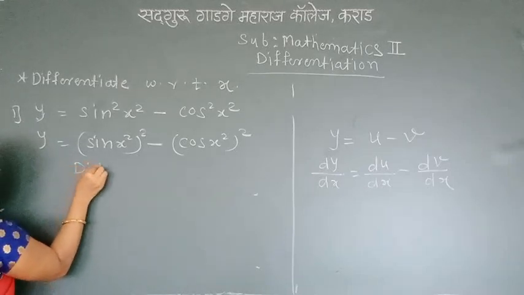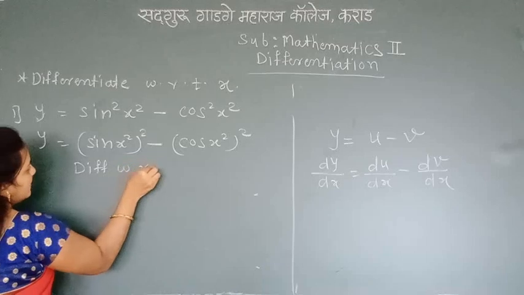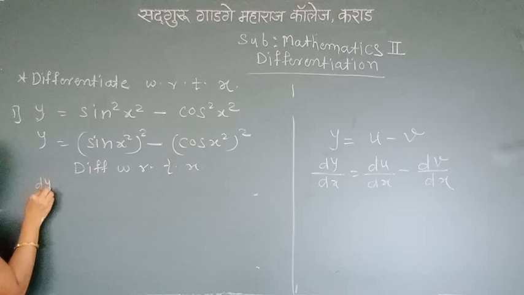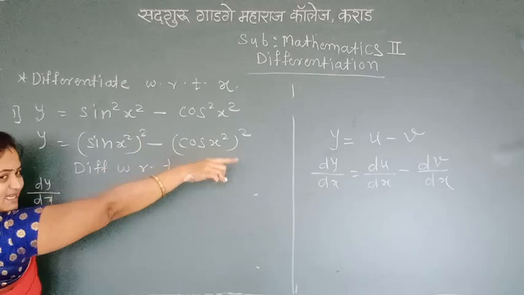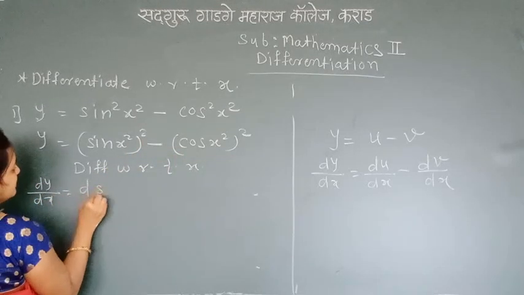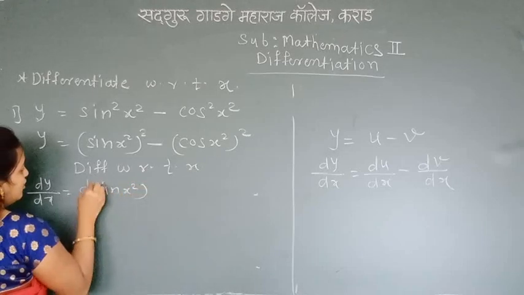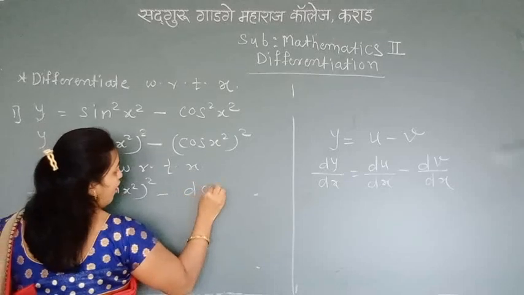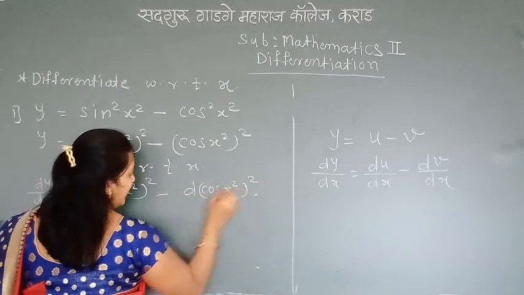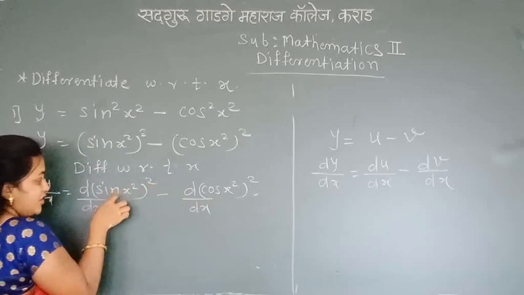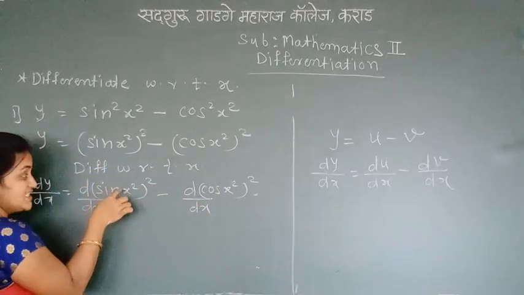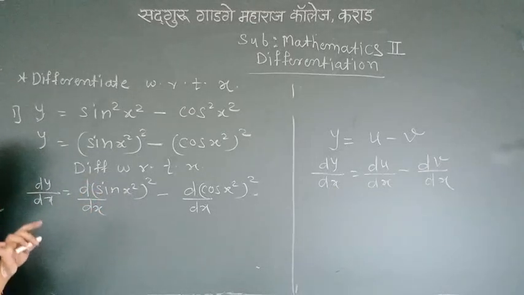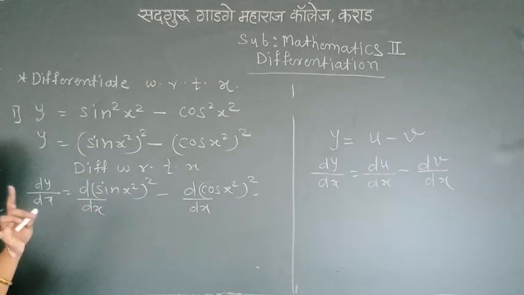So differentiate with respect to x. So we can use here differentiation rule, u minus v. So derivative of sin x square whole square with respect to x minus derivative of cos x square whole square with respect to x. We can use here first standard form, which is x raised to n form. What is the derivative of x raised to n? n x raised to n minus 1.